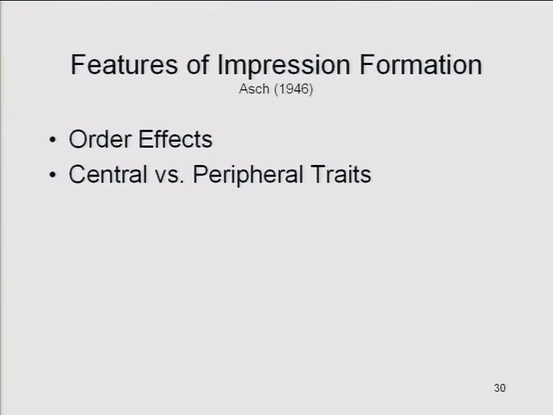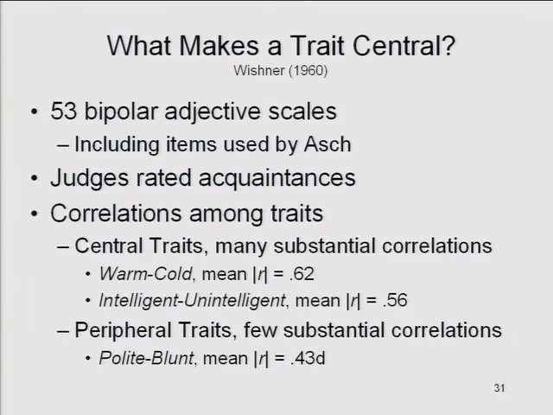The second finding, the one I want to focus on today, was the finding that some traits were central to an impression and others were more peripheral. By this, Asch meant that there are some traits like warm, cold, intelligent, unintelligent that made an enormous difference to the person's final impression, to the perceiver's final impression of a person, depending on whether they were present or not. And there were other traits like polite, blunt, that just didn't make that much difference. So there are some traits that are central to impression formation and others that are more peripheral. What I want to focus on today is the question of what makes a trait central.